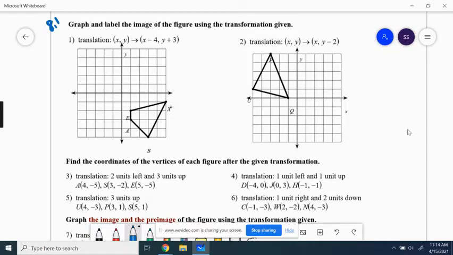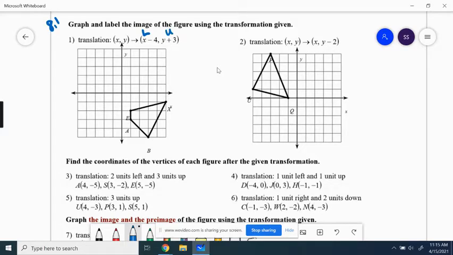So let's see, number 1, we are going to take this figure here, and it looks like we're going to be doing x minus 4 and y plus 3. So in terms of x, if we're subtracting 4, okay, we're going to the left. And in terms of y, if we're going plus 3, we're going to be going up.